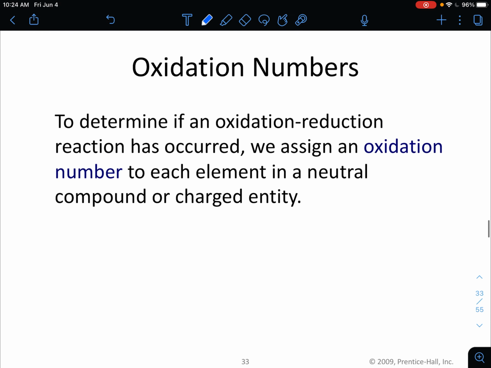So in order for us to determine what's going on during the course of a reaction in terms of whether it's an oxidation or a reduction, what we need to do is assign oxidation numbers to the species involved. A lot of oxidation number assignment you've already done when you've been figuring out the charges of our ions. There are a couple more rules to add to that, but primarily we're already familiar with how to assign oxidation numbers for the most part.